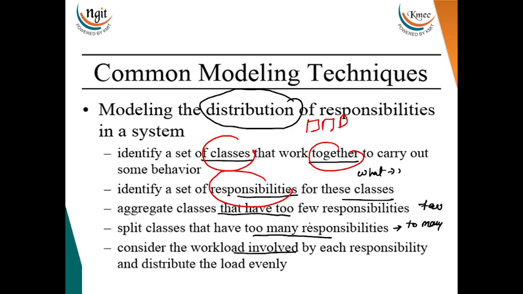Aggregate the classes that have too few responsibilities. If few responsibilities are there, I can aggregate. Split the classes with too many responsibilities. If there are too many responsibilities, you split that one. Consider the workload environment. These are very important points. So if you have too few responsibilities, you can aggregate. If you have many more responsibilities, you can split that one.